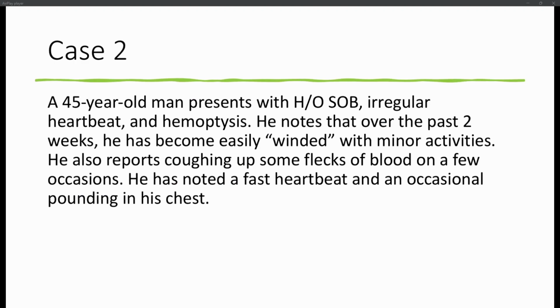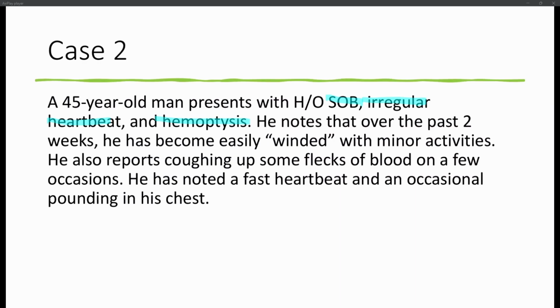Okay, case number 2: a 45-year-old male presents with a history of shortness of breath, irregular heartbeat, and hemoptysis. What's the irregular heartbeat most likely referring to? Atrial fibrillation. Whenever you see irregular heartbeat, just think atrial fibrillation at first. You'll get more information as you start looking at EKGs, but for now, just assume irregular heartbeat means atrial fibrillation. And what's hemoptysis again? Coughing up blood.